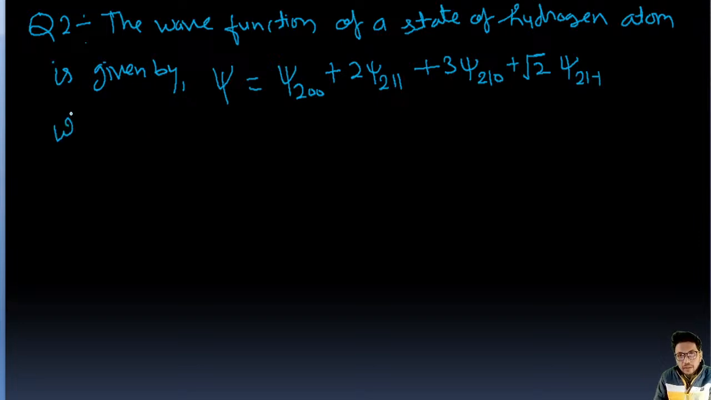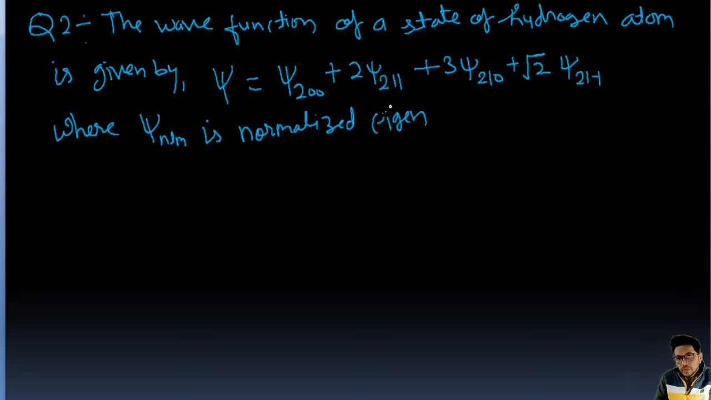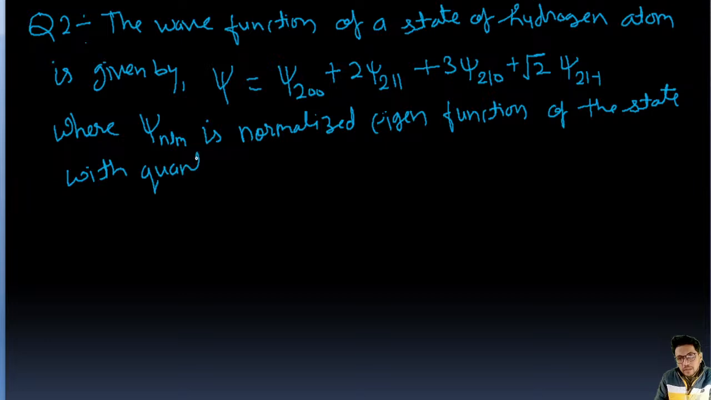Where psi NLM is the normalized eigenfunction of the state with quantum numbers n, l, m in the usual notation.